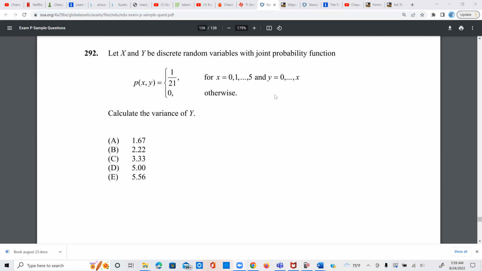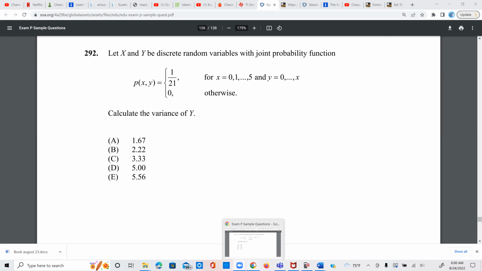So the thing to note here is that x goes from 0 to 5 and y goes from 0 to x. So the way this can be understood is that y starts at 0 but stays less than or equal to x, because y has its maximum value as x. So y never becomes greater than x. Therefore, this is defined only for those xy pairs where y is less than or equal to x, and x goes from 0 to 5.